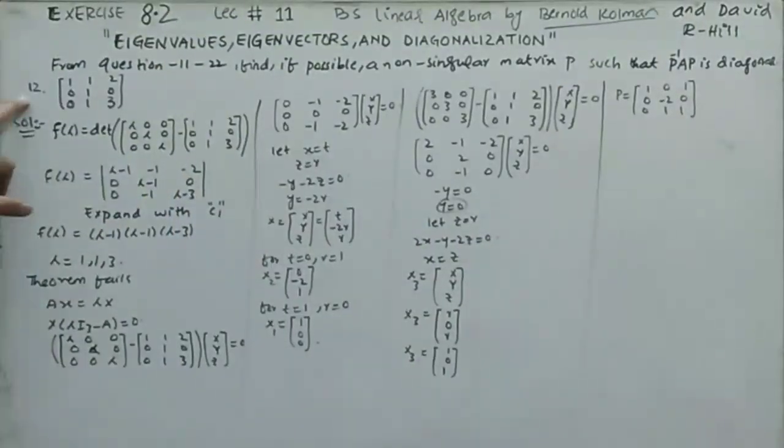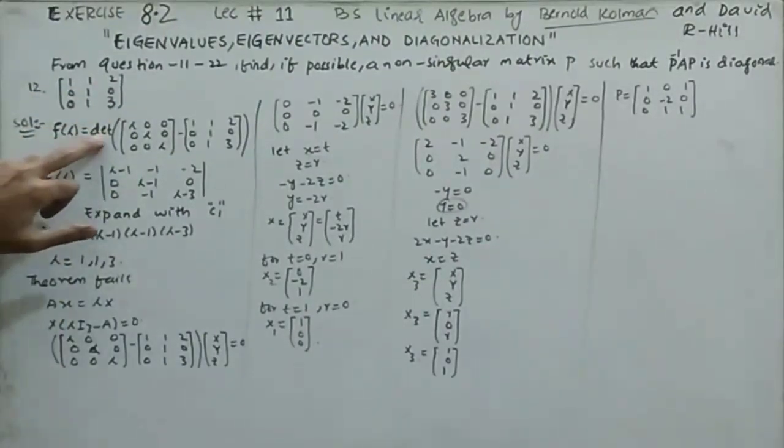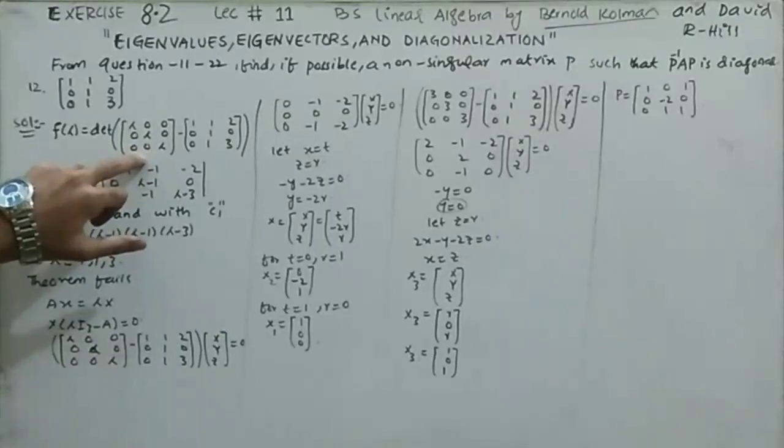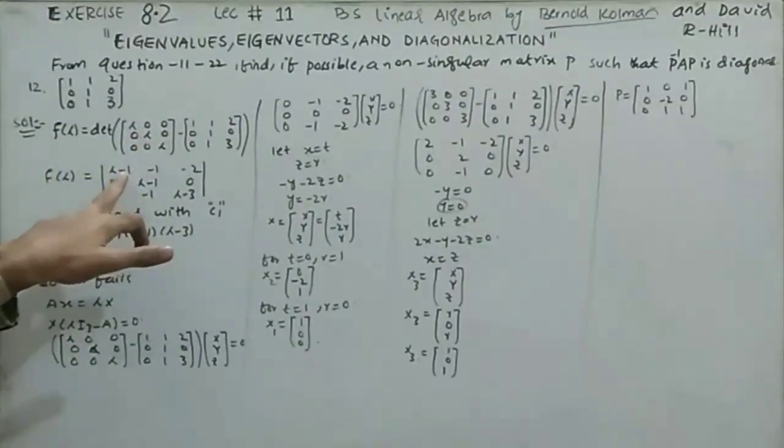Now move to the next question, question number 12: 1 1 2, 0 1 0, 0 1 3. Using the definition, f of lambda is equal to the determinant of lambda times the identity matrix minus the given matrix. By simplification it will give us this matrix.